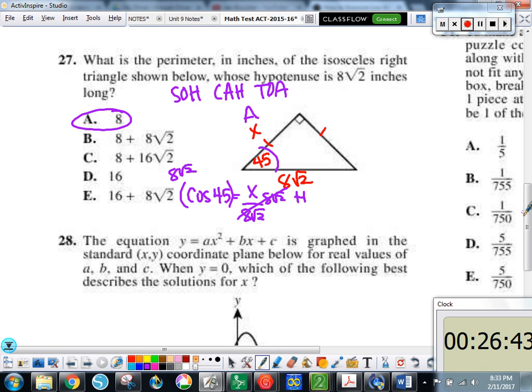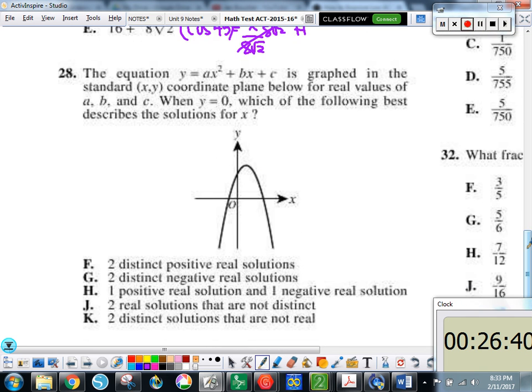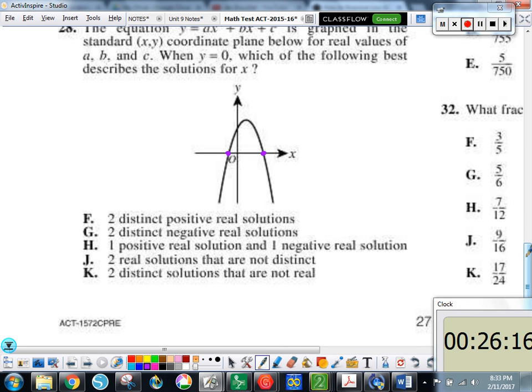And y equals ax squared plus bx plus c is graphed in the standard xy coordinate plane. For what real values of a, b, and c when y equals 0, which of the following best describes the solution for x? So here's the graph. We have a solution here, it looks like, and a solution here. Two distinct positive reals, two distinct negative reals, one positive real, one negative real, two reals that are not distinct, two distinct solutions that are not real.